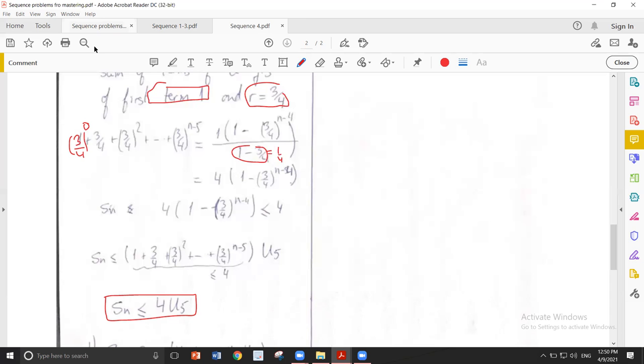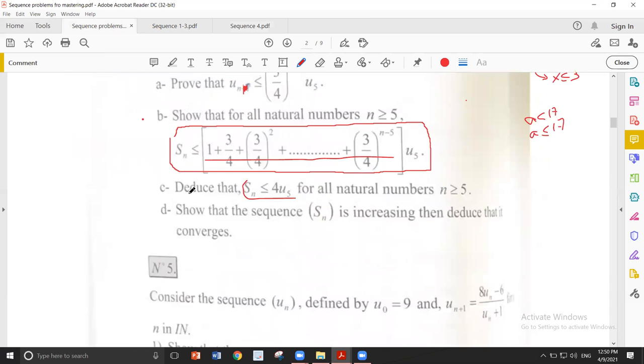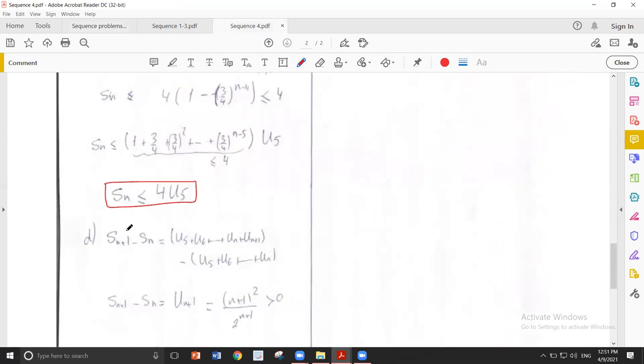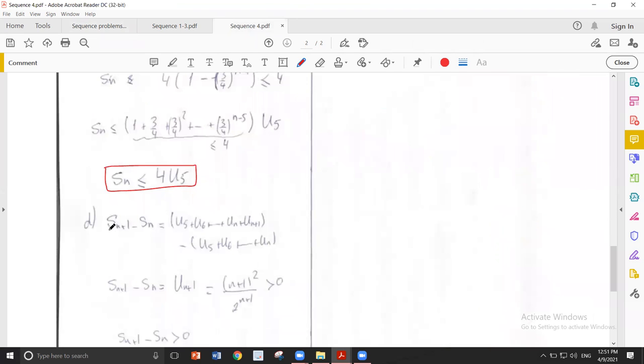The last part: show that the sequence Sn is increasing. How do we prove an increasing sequence? We take the difference: Sn plus 1 minus Sn.